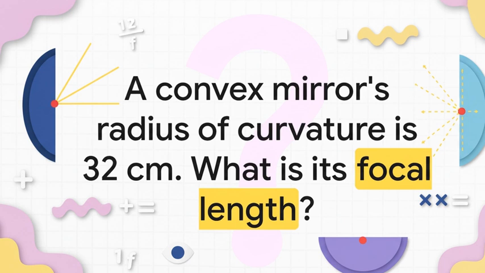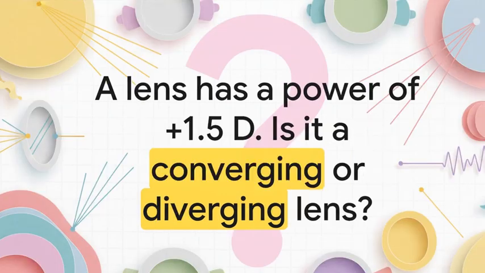All right, pop quiz time. Let's see if you are paying attention. A convex mirror has a radius of curvature r of 32 centimeters. So, what's its focal length f? Remember the rule, r equals 2f, so f is just half of r. The answer is 16 centimeters. See, you've got this.